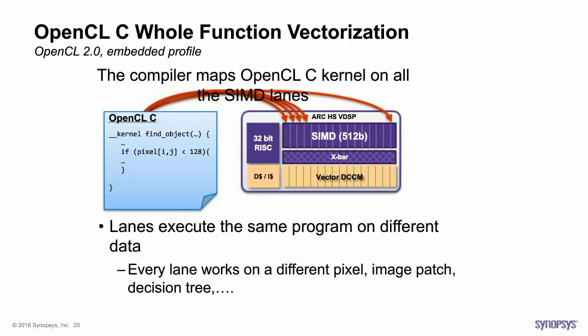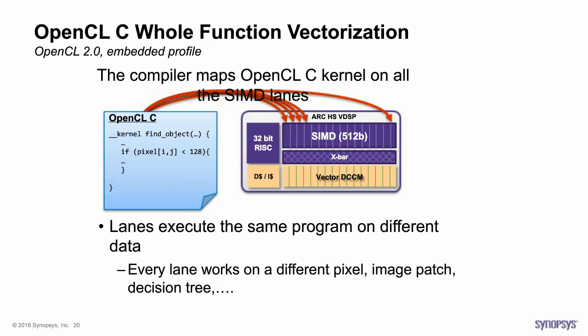We also have support for OpenCL C. This is whole function vectorization. Now, the vector DSP is 512 bits wide. Typically, we expect it to be configured as 32 16 by 16 MACs, although you could configure it as actually 64 16 by 16 MACs. We do support a dual 16 by 16 capability. But programming each one of those MACs independently is onerous at best.